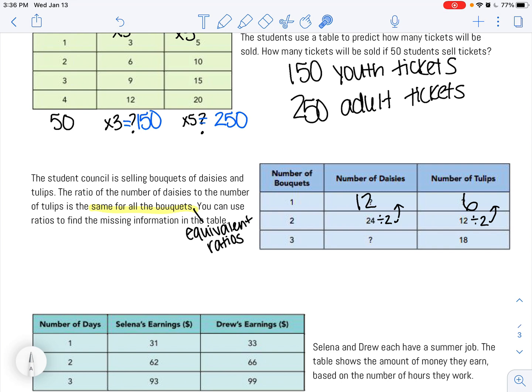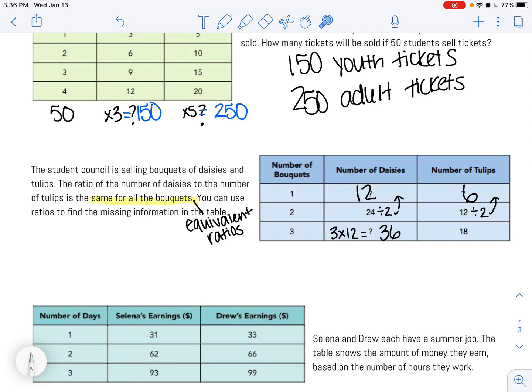If we see this pattern, I'm taking 1 times 12, 2 times 12 to get 24. So that means I need to take 3 times 12 to get my number of daisies here. And when I do that, I get 36. So now I've found all of my missing values within my table. Again, you can show your work right in the table like this, as long as I can follow your thinking, and then you're putting your answer somewhere clear that stands out.